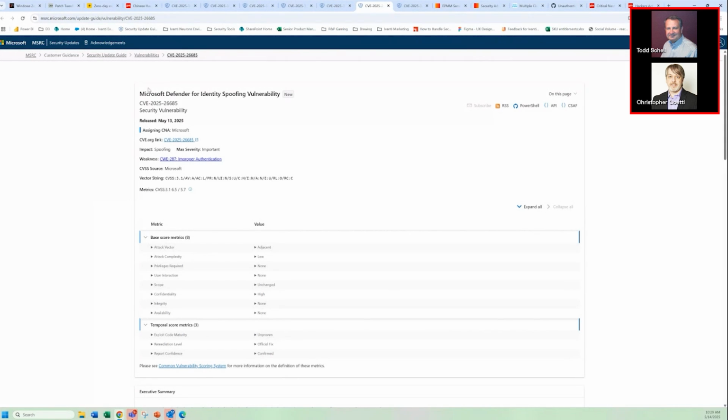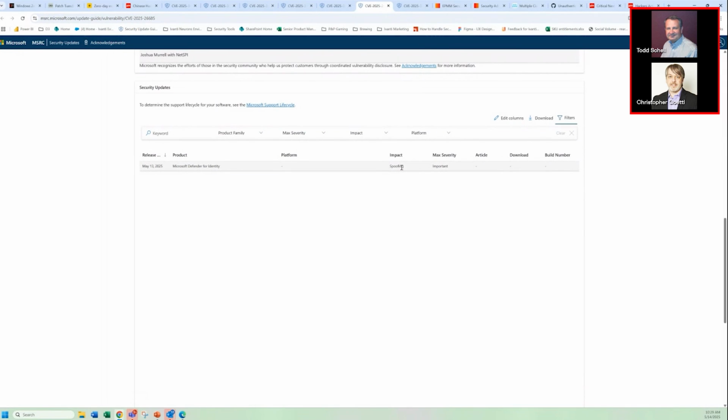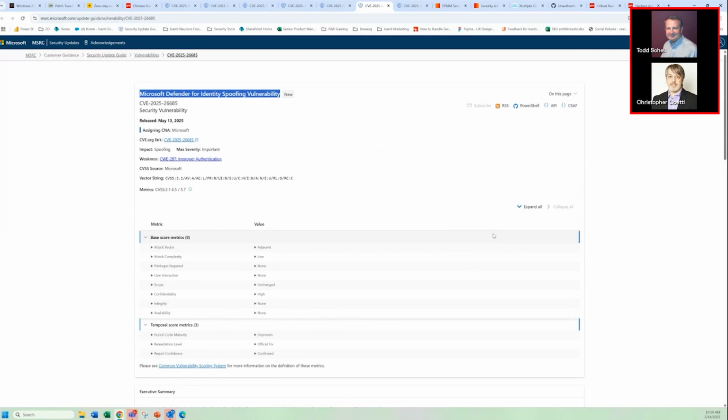The other note about this one is Defender already updated. So if you're running Defender in online or connected mode, you should be taken care of. There's no download for you to install. If you are running Defender for Identity in some type of offline environment, you may have some work to do to get it updated. But that's typically pretty rare.